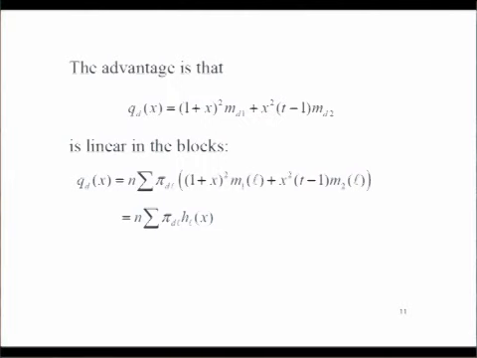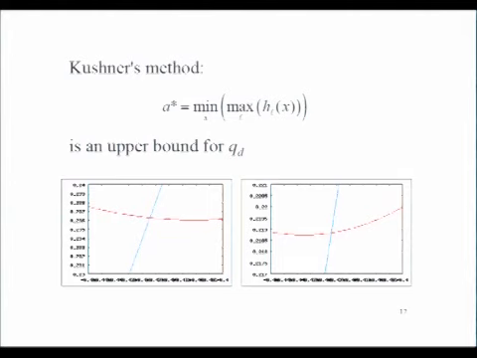And here is Kushner's method. We have to look at all possible blocks, and we have to look at the maximum over the functions for all possible blocks, and then find the minimum. And this is an upper bound for the thing that we actually want to maximize.